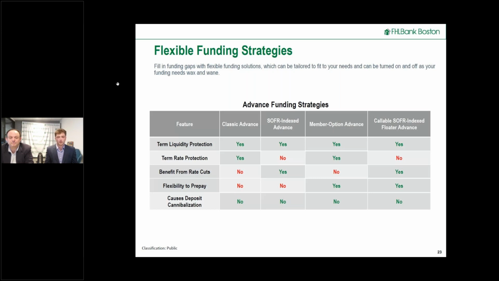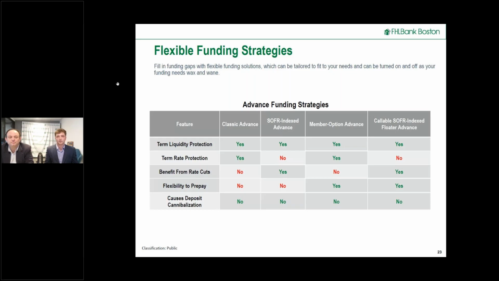And now, not only do all of our advanced products offer term and liquidity protection, they also have features to match your economic outlook and anticipated future funding needs. If you anticipate a higher for longer environment, you could take down a fixed rate advance like the classic advance or a member option advance to protect against rising funding costs. If you anticipate more Fed easing than is currently implied by the yield curve, you could take down a SOFR index advance to benefit from rate cuts as they happen.